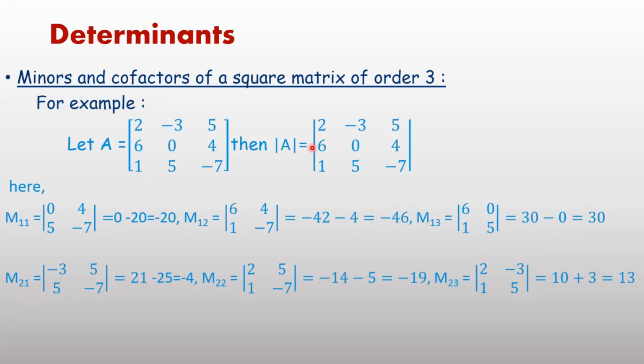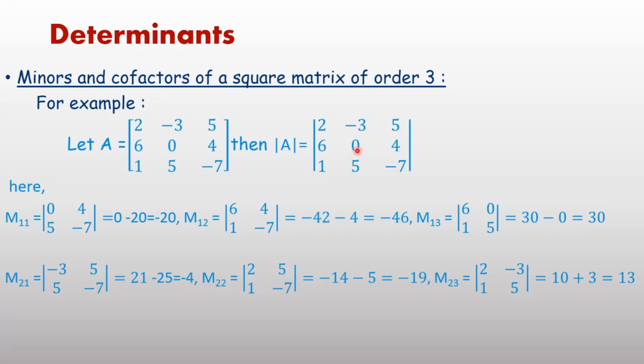M21. Now concentrate on the second row. M21 means second row, first column. What if I have 2 1 written? The first number represents row and the second one is column. 2 1 means second row first column. Delete second row and first column. What remains here? Minus 3 minus 5 5 and minus 7. Multiply: 21 minus 25 equal to minus 5.